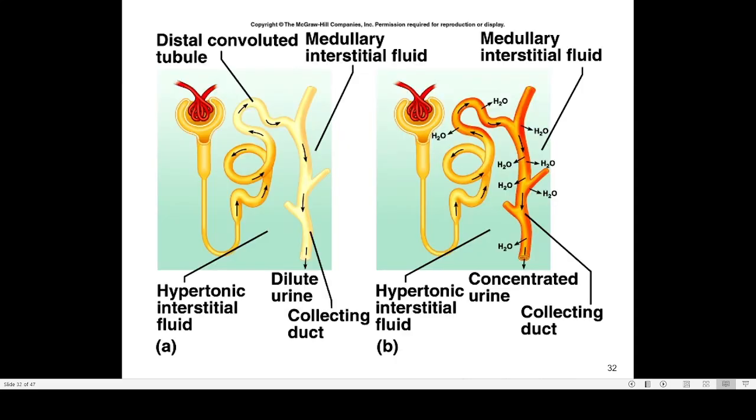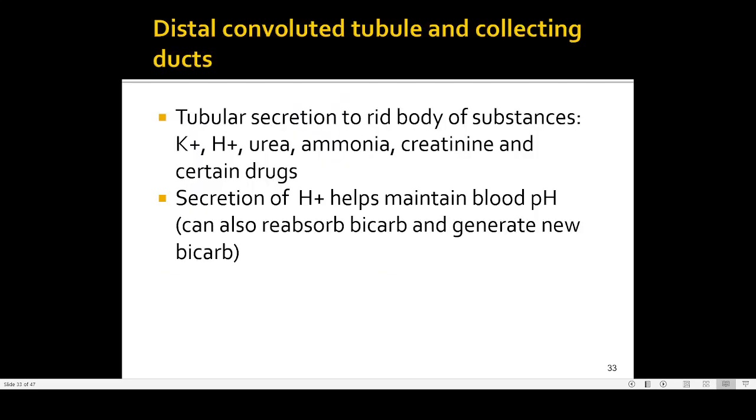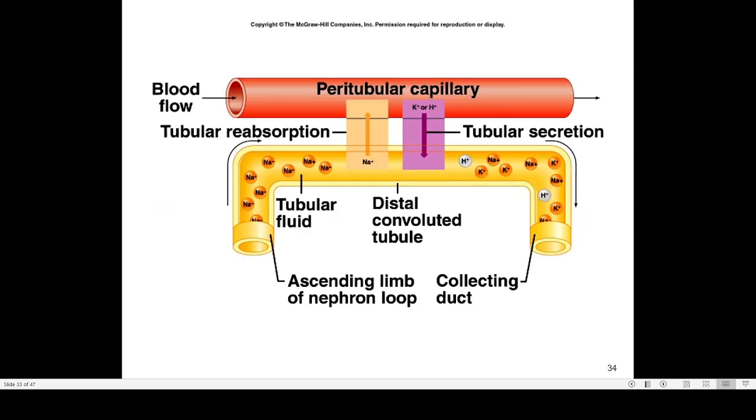Here you can also see another picture. This is actually a very detailed slide, primarily produced by someone else. I have taken it from there, but the pictures are very clear and that is why I am also using it. Then the distal convoluted tubule has another function that is known as tubular secretion. That is, many substances like potassium ions, hydrogen ions, urea, ammonia, creatine and some amount of drugs will be pumped back.